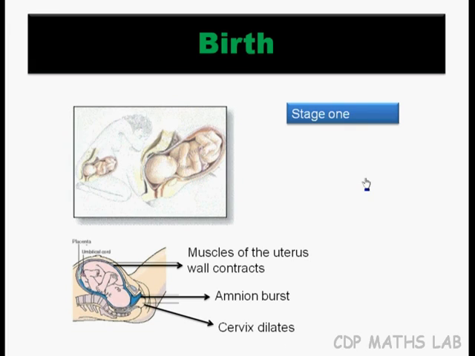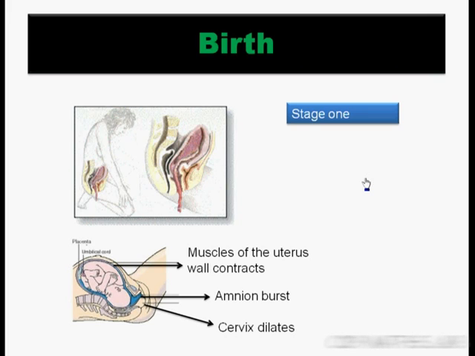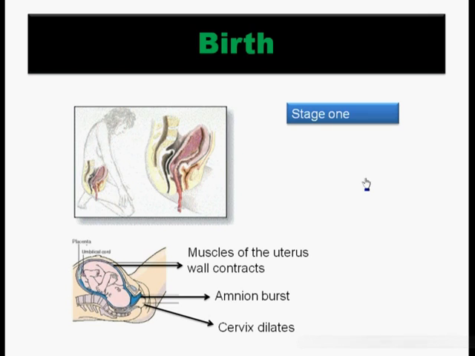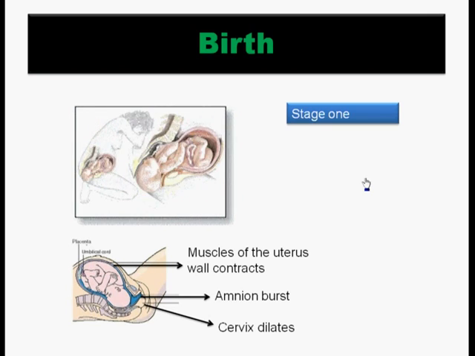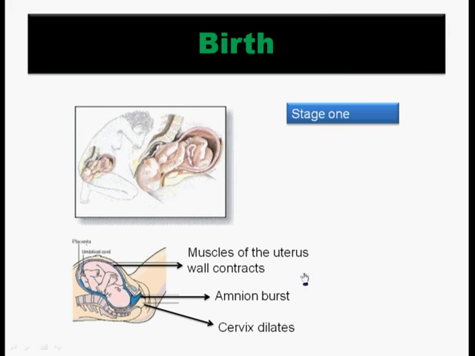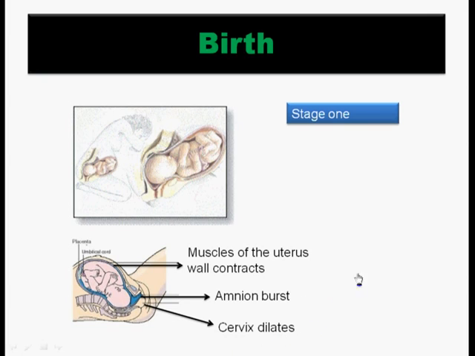And of course the cervix what? Dilate. Now I want you now to take your dictionary and look up the word dilate, and you will know exactly what happened to the what? Cervix. So three things happened in stage one. The muscles of the uterus wall contract, the amnion bursts, and the cervix what? Dilates.